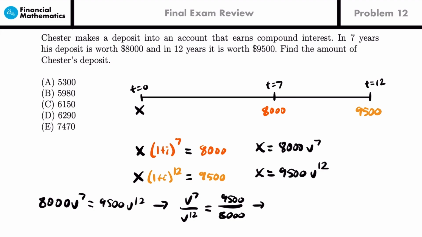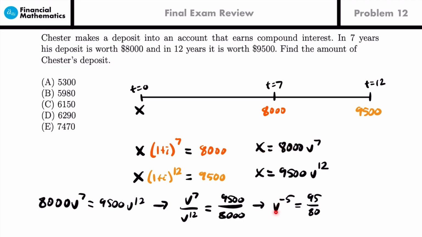So let's do that here. We'll have V to the power of negative 5 is equal to 9,500 divided by 8,000. And I'm just going to reduce those by a factor of 100. So we'll have 95 divided by 80. Just to make it easier for me to write, we'll actually do that calculation in the calculator then, because we will need to solve for the interest rate here so that we can then plug it into one of these expressions to solve for X, okay?